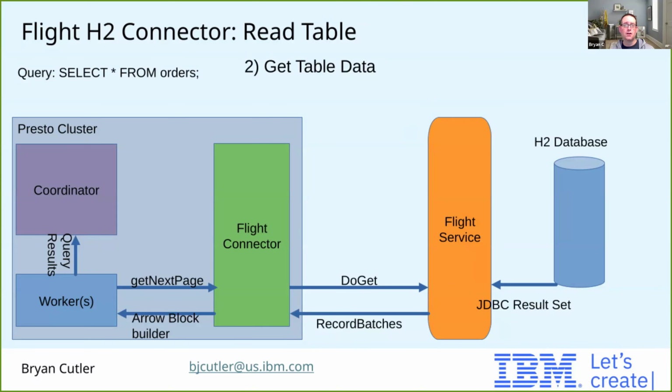Right. So the flight service then starts streaming Arrow record batches to the client in the flight connector. Each record batch is then translated to a number of blocks that builds up a data page for the worker. Then the worker is able to read that standard Presto page and return the query results. Okay, that's pretty much the whole sequence. So I'll just pause again for any questions if anybody has anything.